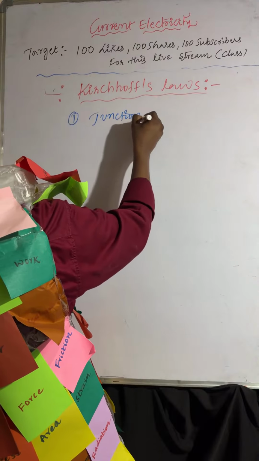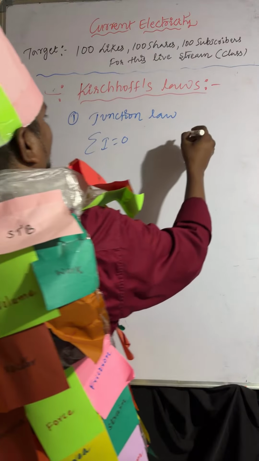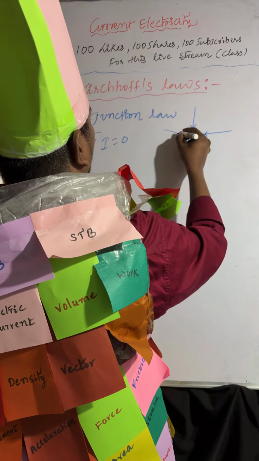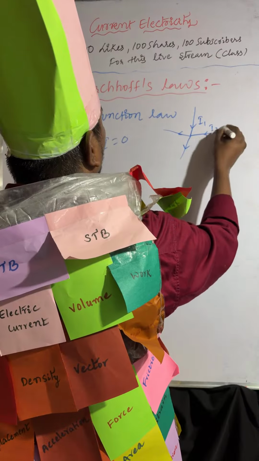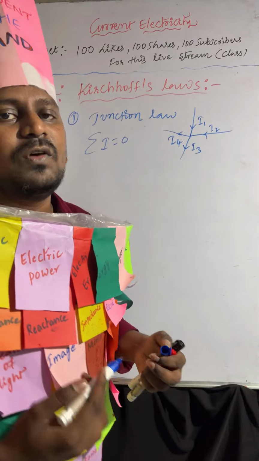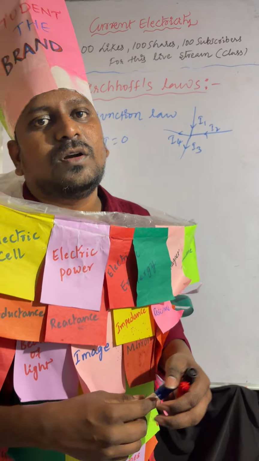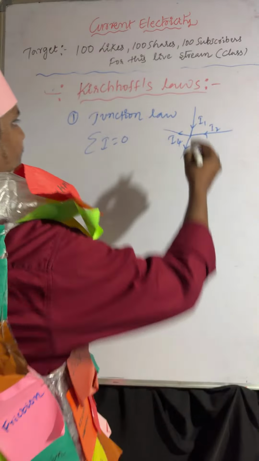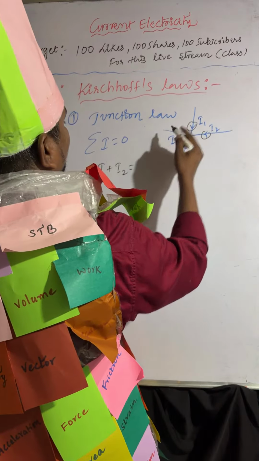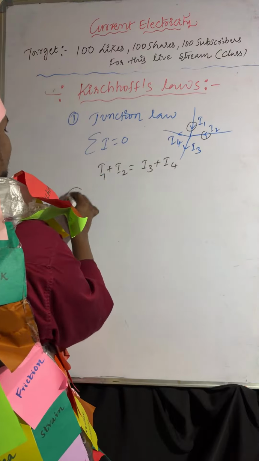The sum of the currents reaching the junction is equal to the sum of the currents leaving the junction, or the algebraic sum of all the currents meeting at a point equals 0. I1, I2, I3, I4. Here you can observe the algebraic sum of all the currents meeting at a junction equals 0. Here I1 plus I2 are reaching the junction, and I3 and I4 are leaving the junction. So that is the junction law.